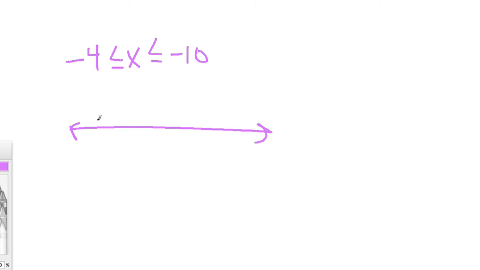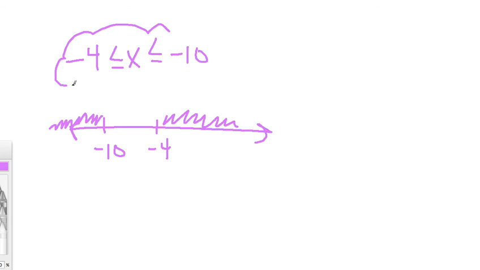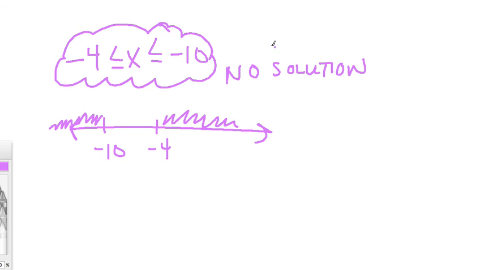So if we look at a number line, is there a number that is bigger than negative 4, so it's over here, and smaller than negative 10? No, there is not. So it's important that when we solve inequalities, we really think about what it's saying. So if you were ever to come across an answer that looks like this, you would say no solution, because no number can be bigger than negative 4 and smaller than negative 10.